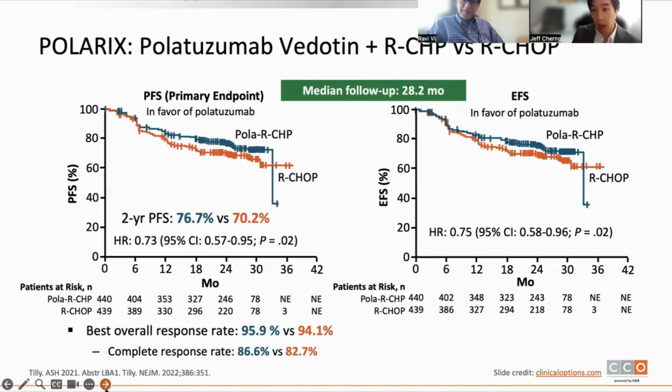Now, at that point, and with slightly longer follow-up, there is still no difference in overall survival between the 2 study arms. So that is important to keep in mind, particularly when we think about sort of salvage therapy, curative salvage therapies for patients, and whether we can rescue these patients. But at least, there does seem to be a significant progression-free survival benefit for the studied patient population.